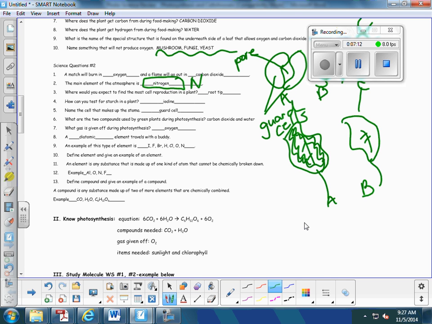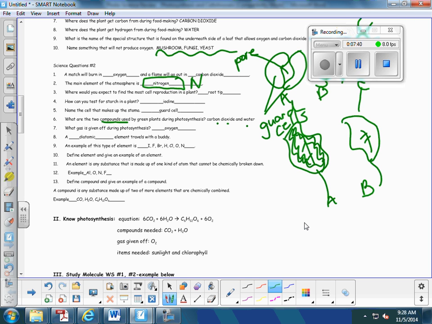Gas given off during photosynthesis, and the 2 compounds. This is where a lot of people mess up on a test. I ask what are the 2 compounds. Well, I put down carbon dioxide and I put down water. I put down sun. I put down chlorophyll. I put down must be green. It's asking for a compound.